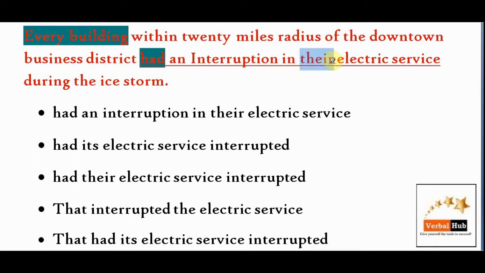So the pronoun there is for what? For every building. You know that every, each, either and neither are considered singular, that's why we need a singular pronoun. So there is a plural pronoun and this is the reason this is incorrect. It should be its electric service. Option A out, option C out.